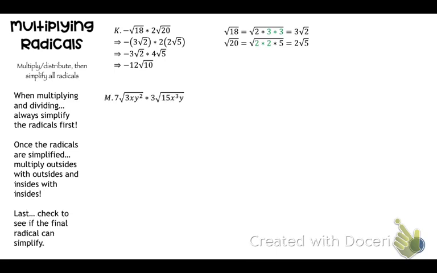Okay, let's do this one. So 7 square root of 3xy squared plus 3, 15x cubed y.